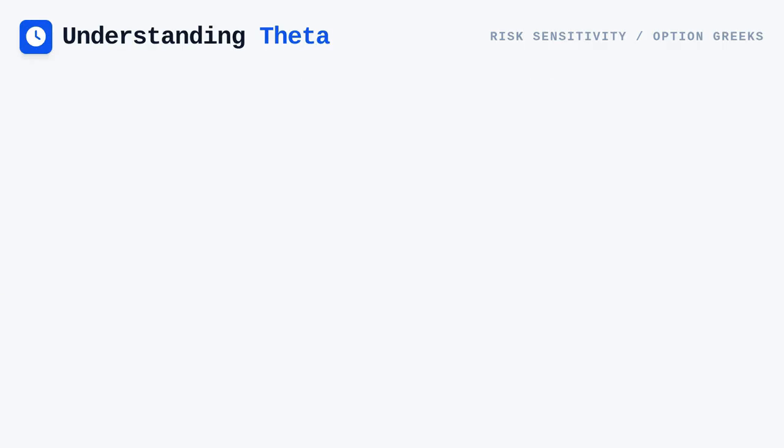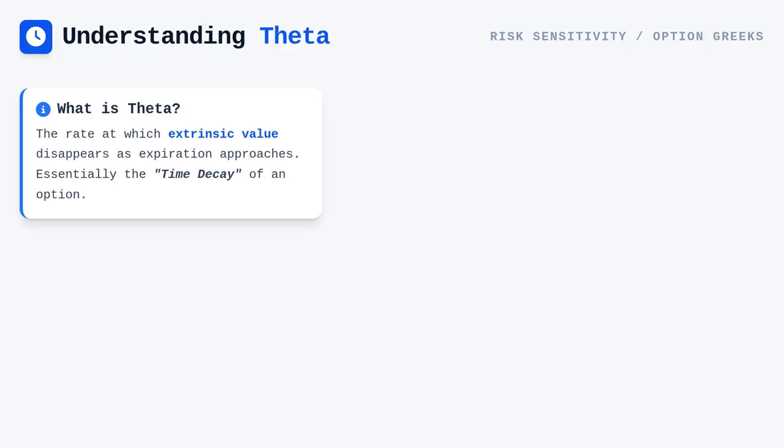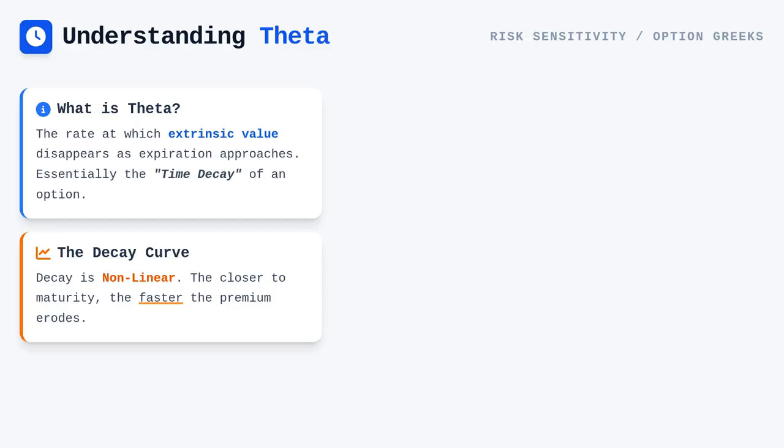When we discuss risk sensitivity in options, we are essentially looking at the pillars that support the Black-Scholes model beyond simple price movement. Theta, often referred to as the time decay of an option, measures the rate at which the extrinsic value of an option disappears as the expiration date approaches. It is important to remember that this decay is non-linear, meaning that the closer an option gets to its maturity, the faster its premium erodes.